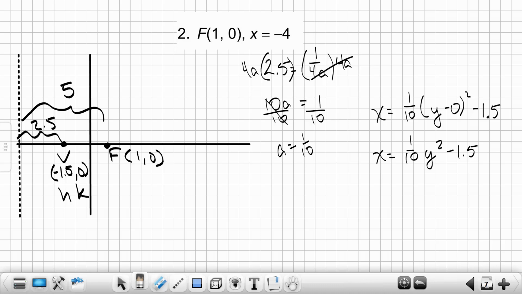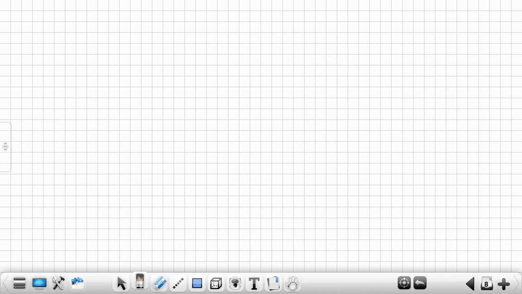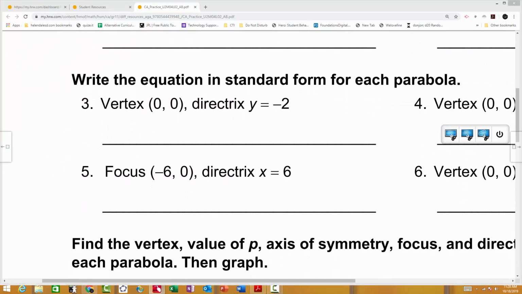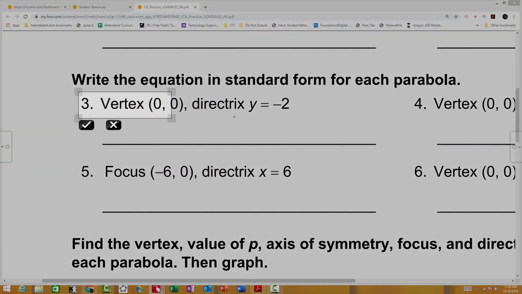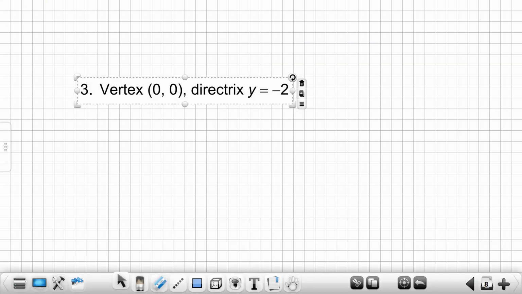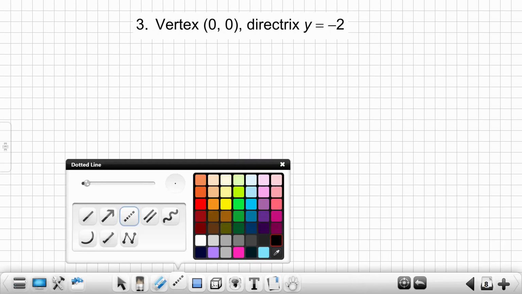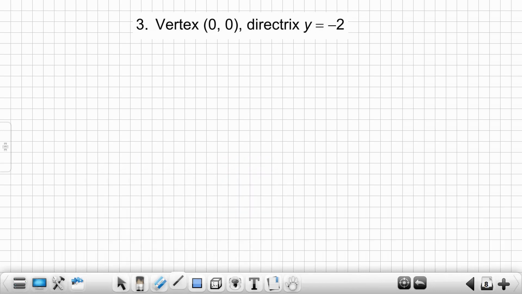Do you guys want to try number 3? Now, number 3, guys, notice that they give you the vertex. They give you h and k for number 3. You guys are awfully silent today. Are you guys okay with this so far? A little louder.